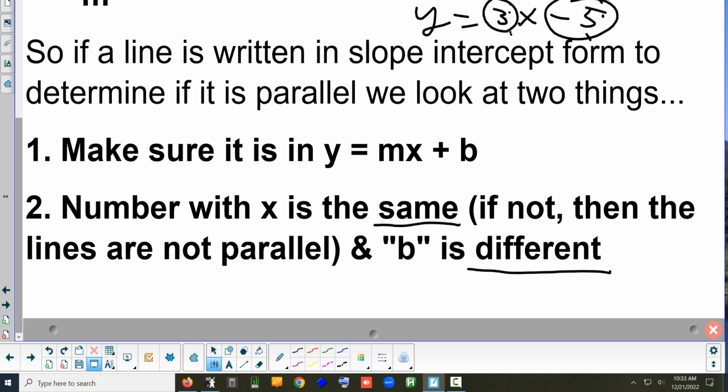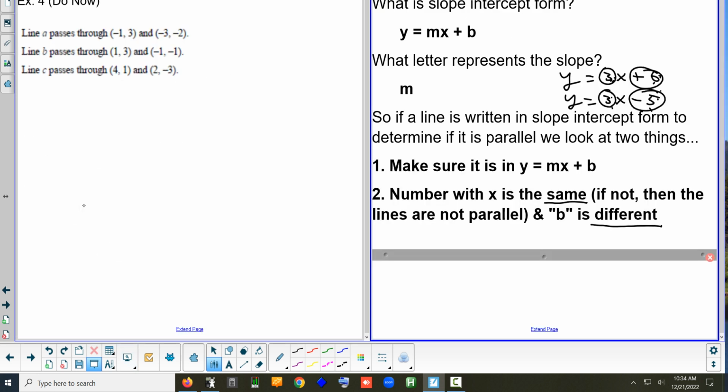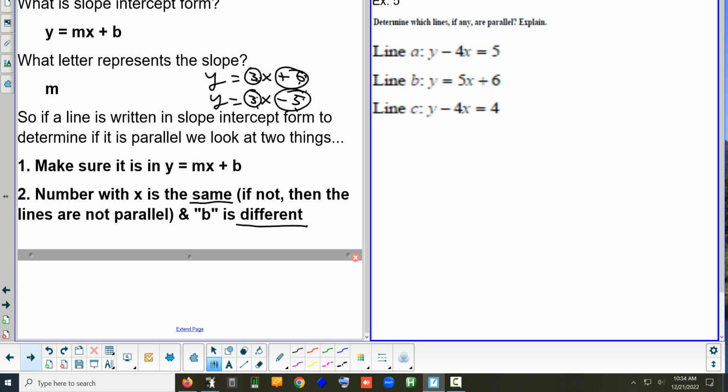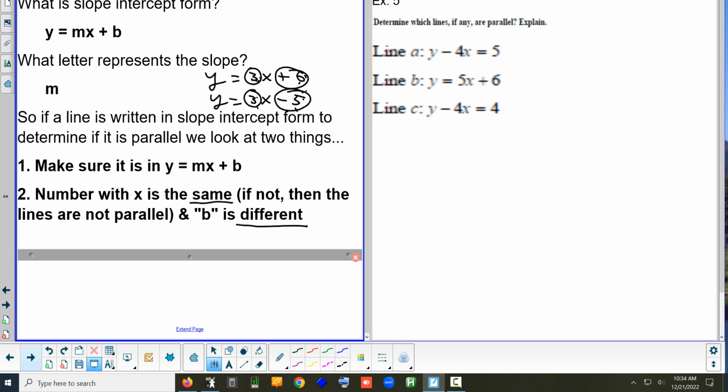So we'll finish up example 5, and then that'll be the last thing we do. We're not going to do 6. We might do 6 as a warm-up tomorrow. Okay, so look at example 5. Out of lines A, B, and C, as you write them down, can anybody tell me which one is correctly in y equals mx plus b form? There's only one of them. Yep, line B. So line B is the only one there that's really good. The other ones we need to fix.